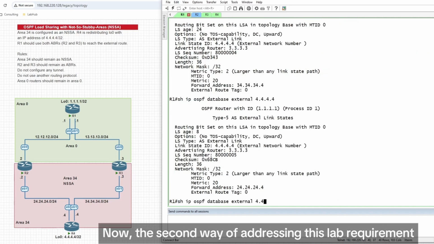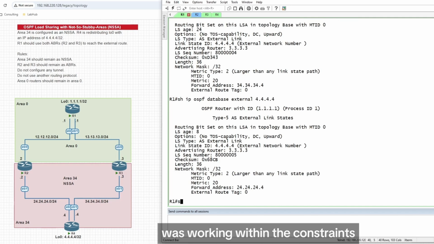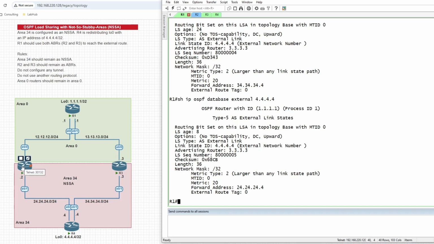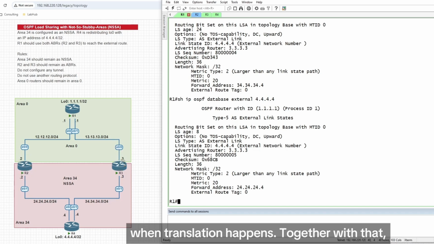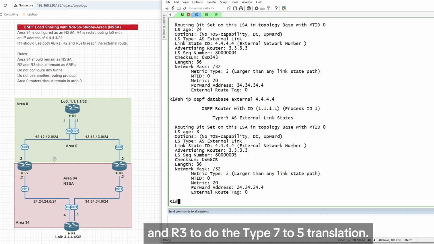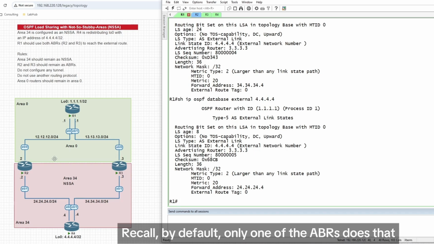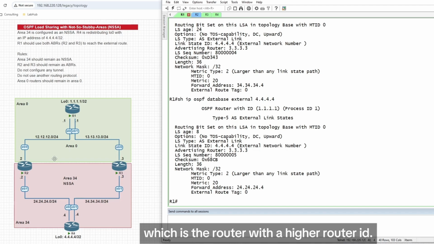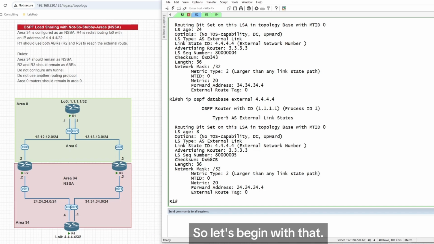All right, now the second way of addressing this lab requirement whilst working within the constraints is we suppress the forwarding address when translation happens. Together with that, we tell both R2 and R3 to do the type 7 to 5 translation. Recall, by default, only one of the ABRs does that, which is the router with a higher router ID. So let's begin with that.